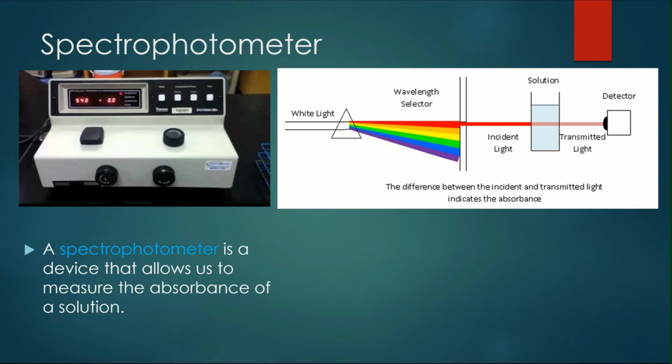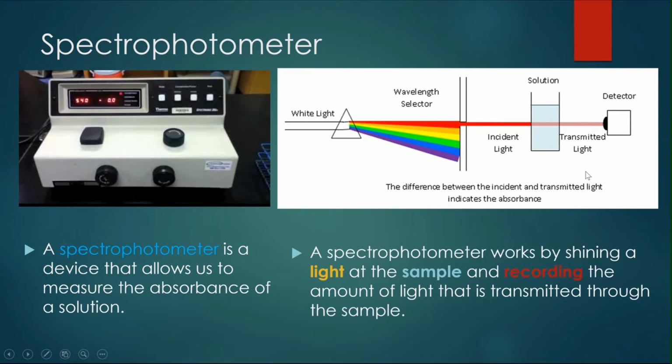How a spectrophotometer works is it's going to shine light through a prism. The prism is going to diffract that light into several different colors. You're then going to select a wavelength to shine through your solution. And on the other side of your solution is a detector which will pick up how much light makes it through the solution. That is what's going to be displayed over here.